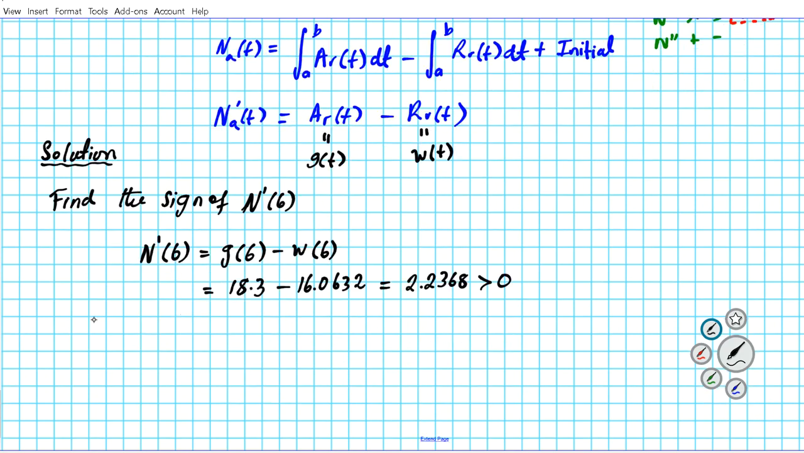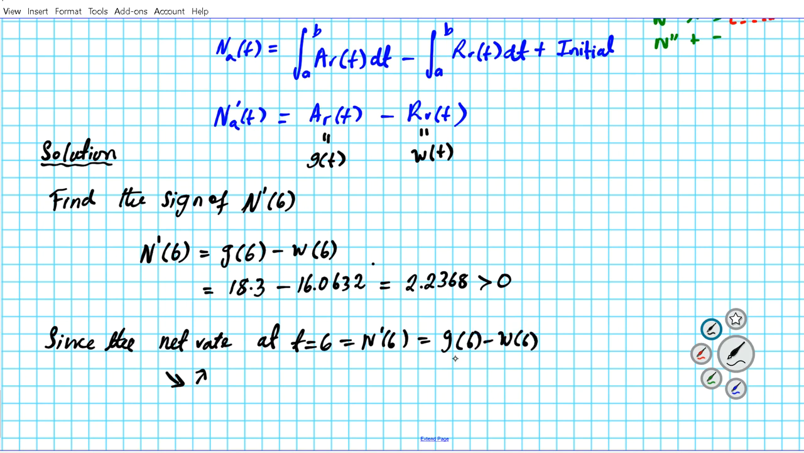Okay, so let's go ahead and write down what the answer means. Since the net rate at t equals 6. Now you need to understand what net rate is. Net rate means the difference between the rate coming in and the rate going out. Coming in is the add rate, and going out is the rate at which the grains spoil. So that's what the net rate is. Well, hey, we have it right here. So since the net rate at t equals 6, which is equal to N prime of 6, which is equal to g of 6 minus w of 6, since this value is greater than 0, or you can just say since it's positive, then you just write down what conclusion you can arrive at.